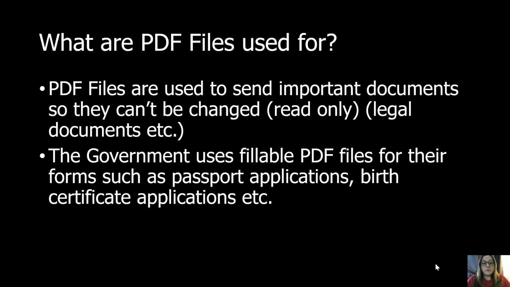The government uses fillable PDF files for their forms, such as passport applications, birth certificate applications, etc. You'll go into the government website, download a form that's a PDF file, and when you open it, it'll say it's fillable. So you can actually type in your name, your address, your phone number, etc. You can type it into that actual file, and then you can save it. Once you save it as a PDF file, it's unchangeable, so somebody can't go in and mess around with it.